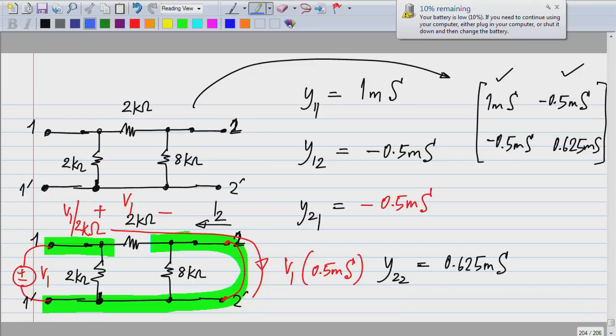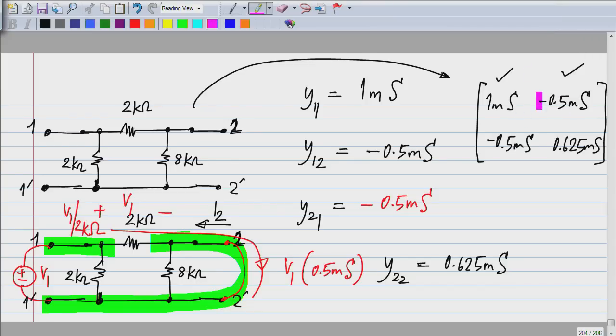Okay. Now, my question is, Y12 and Y21 came out to be exactly equal, minus 0.5 millisiemens. So, is this a coincidence for this circuit, or what do you think it is? What I'm asking is, Y12 and Y21 are the same. Is this a coincidence for this circuit, or what is it?